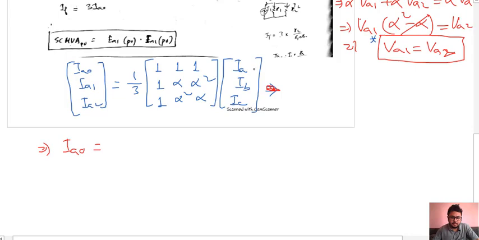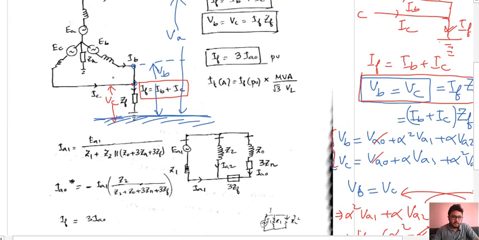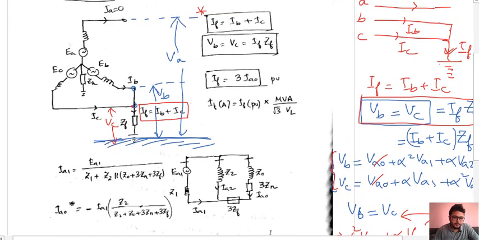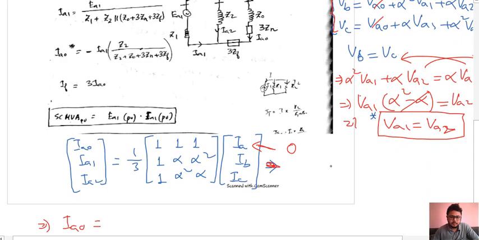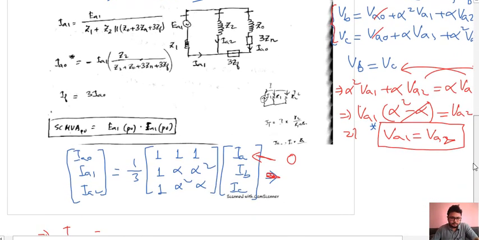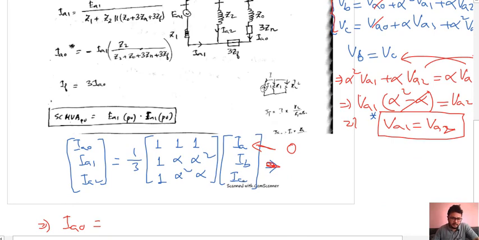Ia is not equal to... what is Ia? Ia is 0, because the fault is occurring between B and C, so no current is flowing, so Ia is 0. Okay, and we also know what Ib and Ic are. Ib will be Ib only, Ic will be Ic only, so I need Ia naught.